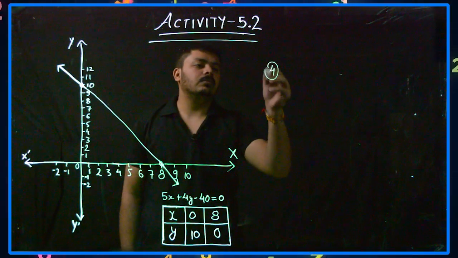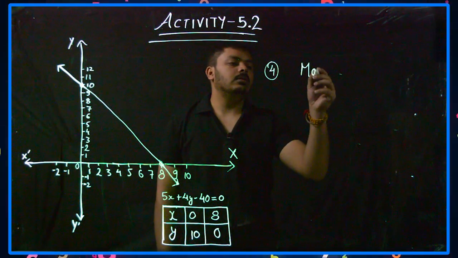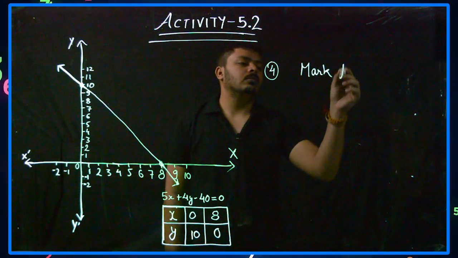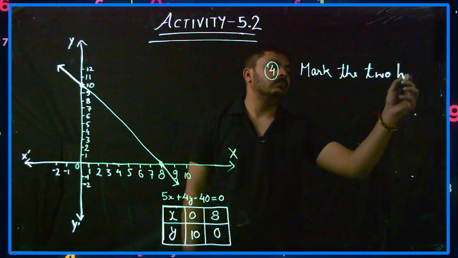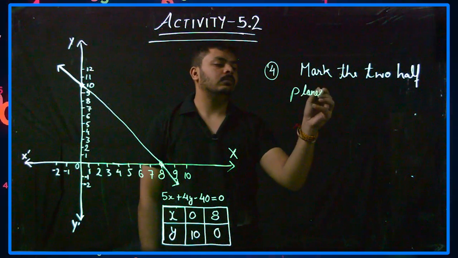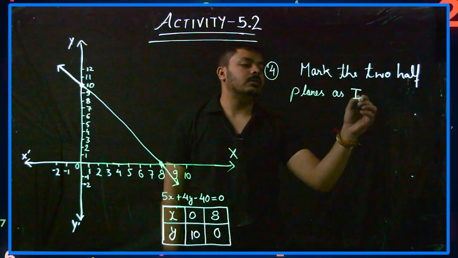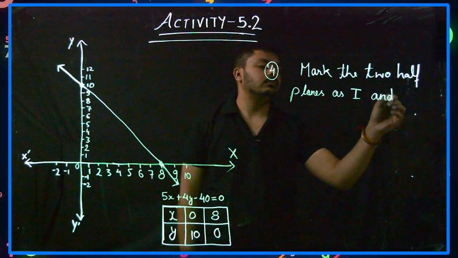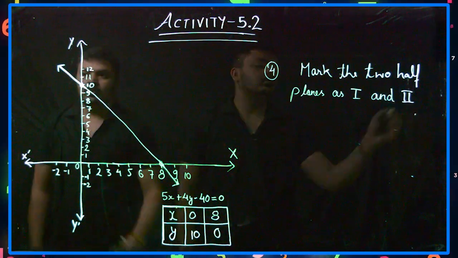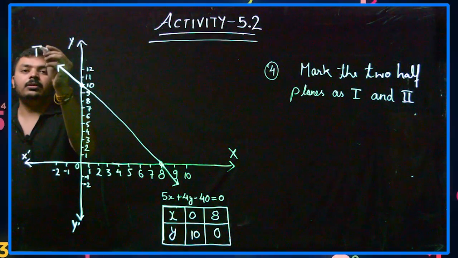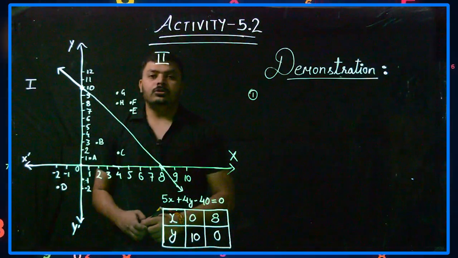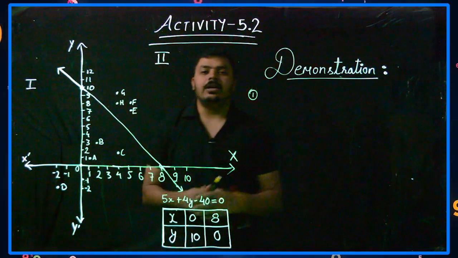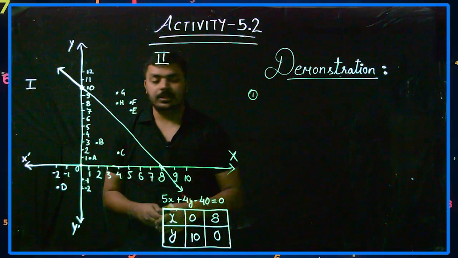Now step 4. Mark the two half planes as first and second. That is, this is our first plane and this is our second plane. So students, now let's see the demonstration for the given activity.